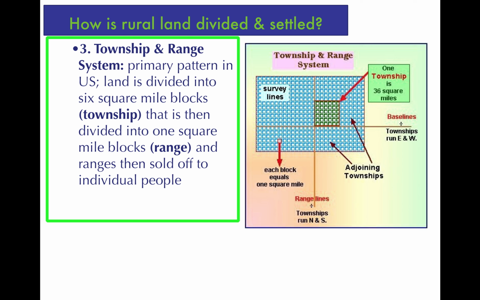Let me back that up. This one here, the township, you can see is those green smaller boxes. This graphic says 36 square miles. This was relevant to a very specific place, but I thought this graphic was easy to see. Then that township is divided into 1 square mile blocks, which is the range, and then the ranges are sold off to individual people.